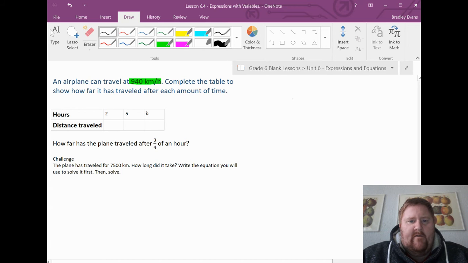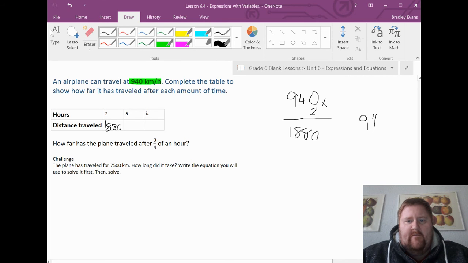Well, that's going to be 940 times 2. 900 times 2 is 1,800. 40 times 2 is 80, so 1,880. Because math. Okay, how far has it traveled after 5 hours?